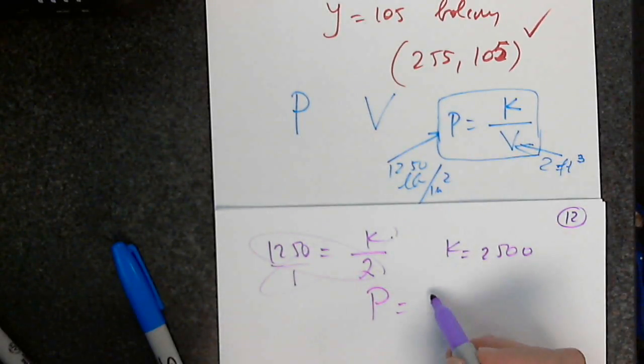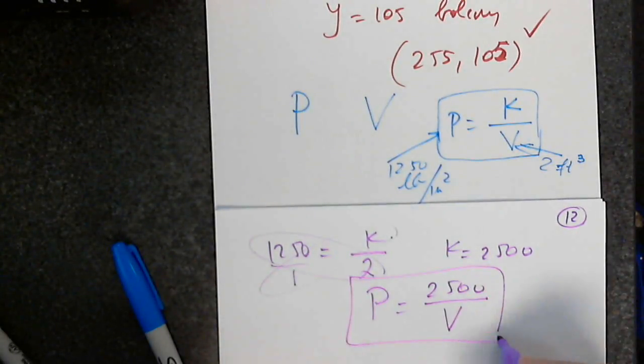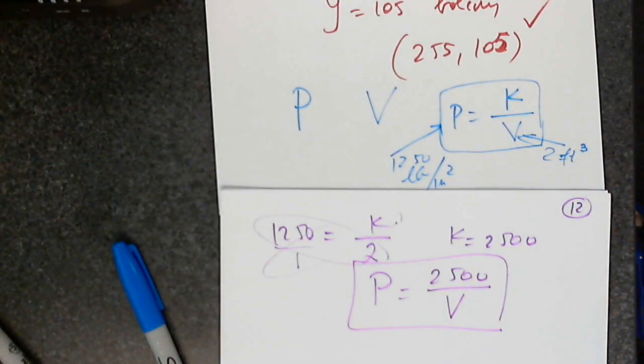So it was not 1. It's very rarely that it happens to be 1. This is the correct relationship between P and V. Okay, now I can read the question. Find the volume when the pressure is 800 pounds per square inch.